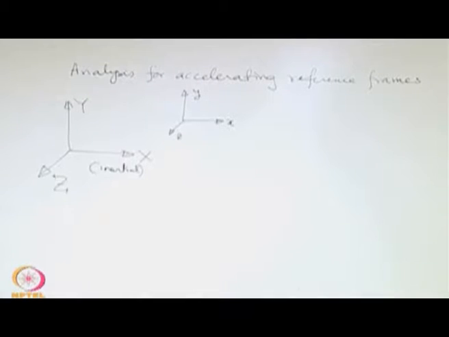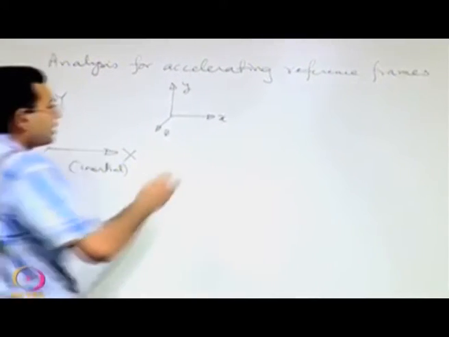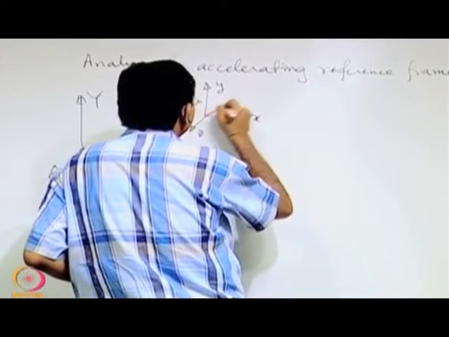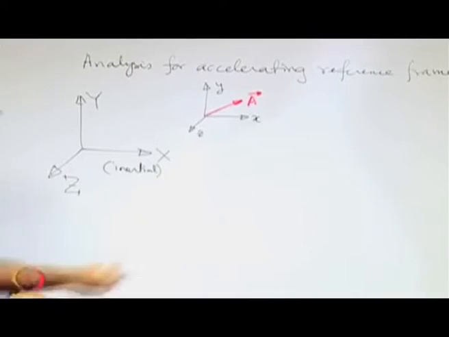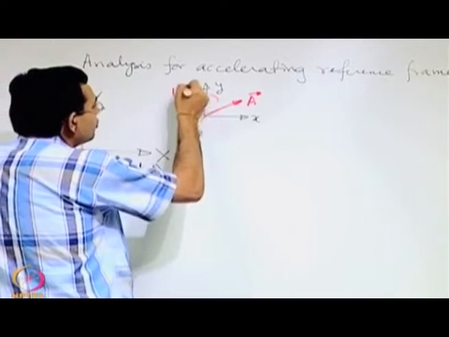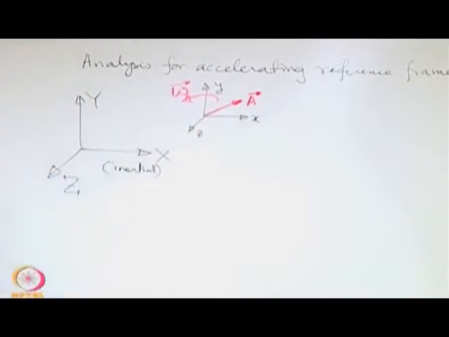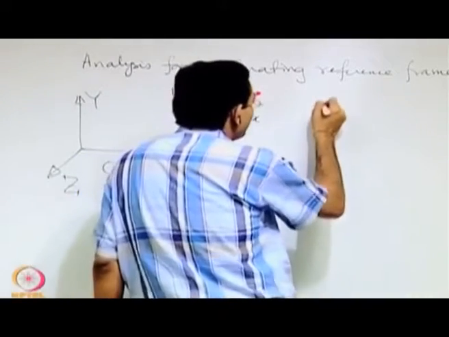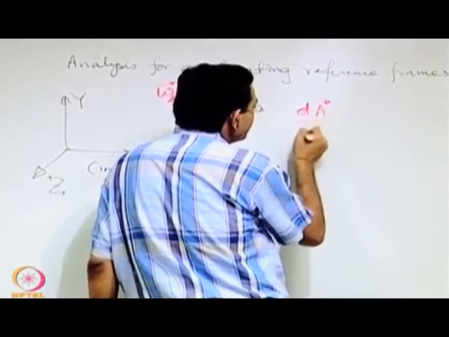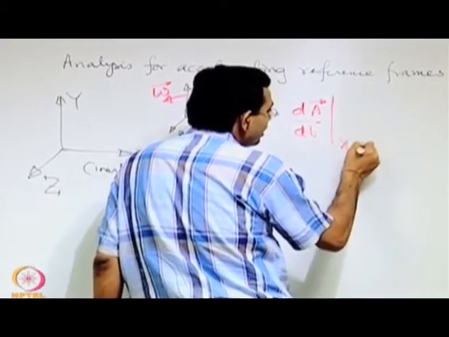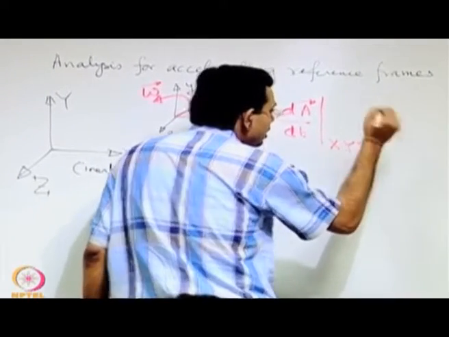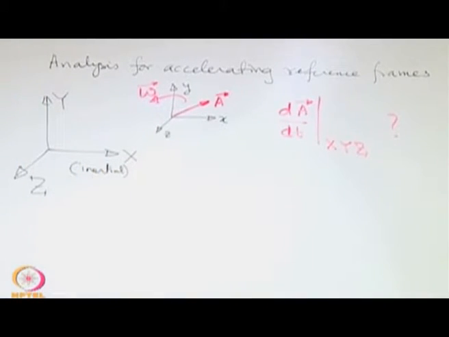What we are interested to find out is that if we have a vector, say A here in this reference frame, and let us say that this reference frame is moving with an arbitrary angular velocity omega, then what is the derivative of this vector with respect to the inertial reference frame? Can you show it if I ask you to show it? How do you show it?